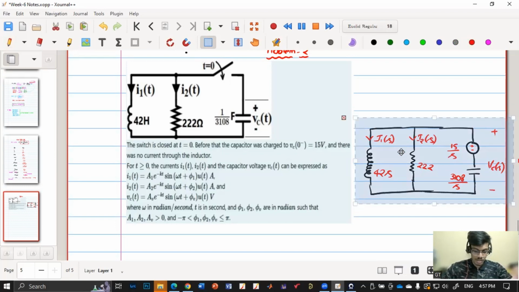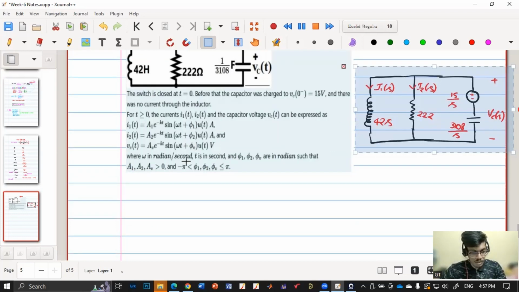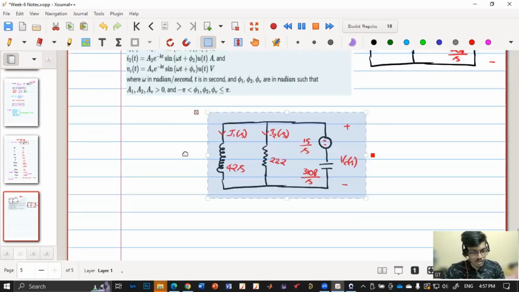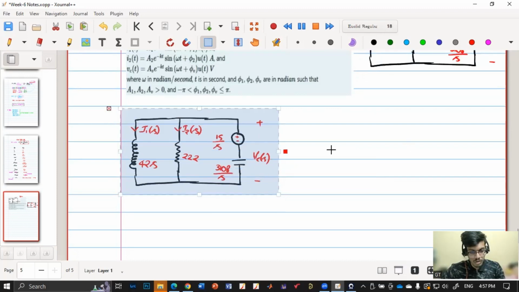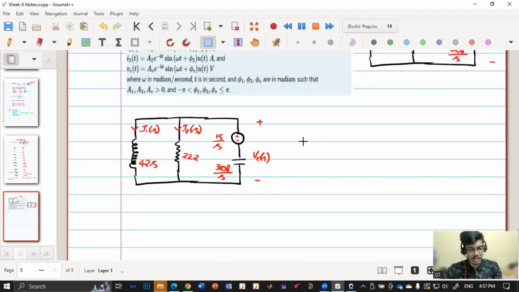So let me just copy paste it. Control C, Control V. So now we have this. Now we'll solve for the currents I1, I2 as well as Vc(s).